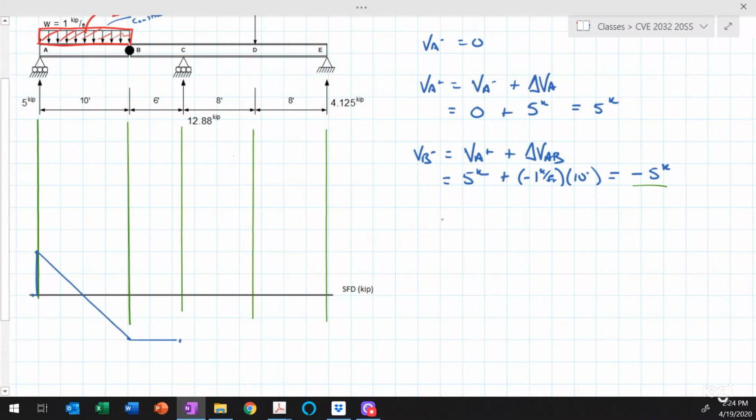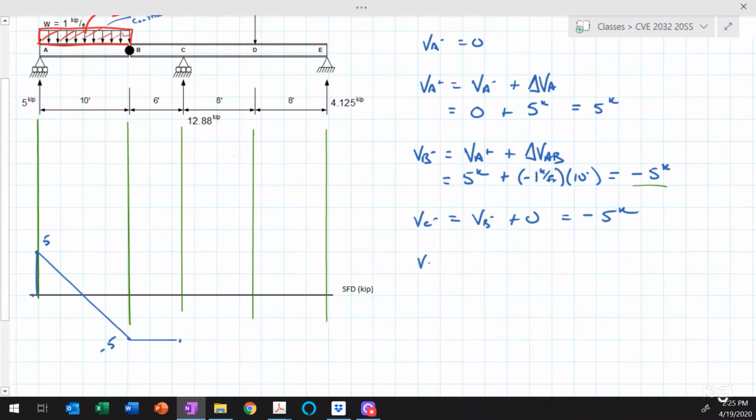So we could say that VC minus is equal to VB minus plus 0, no change. So that's equal to minus 5 kips. And I should label this. This should be minus 5, like that.